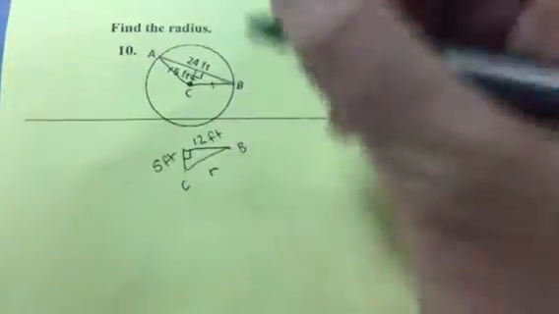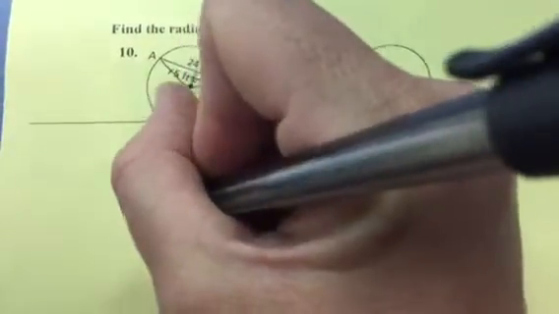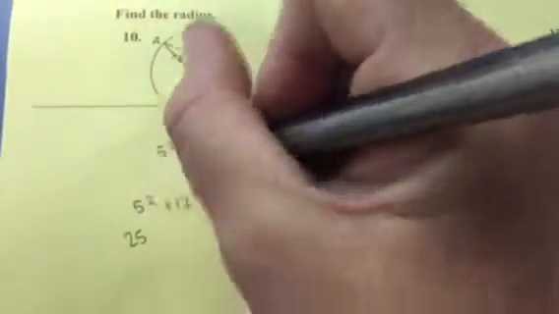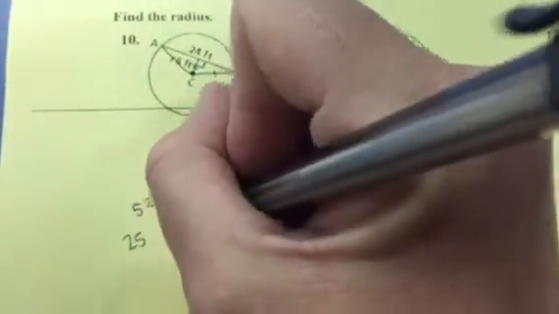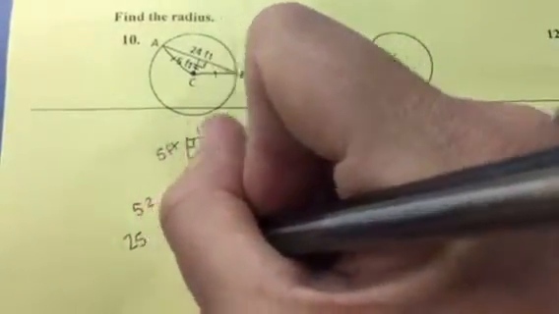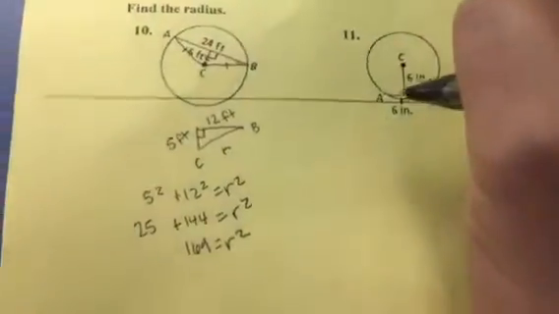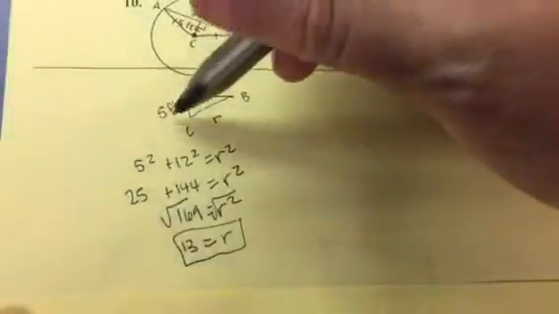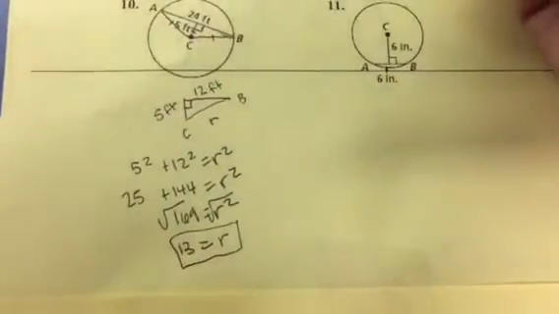So since these are both legs, we'll do 5 squared plus 12 squared equals the radius squared. 5 squared is 25. 12 squared is 144. And then we add this together and we get 169 is the radius squared. If we take the square root of both sides, our radius equals 13. That's also what we call a Pythagorean triple. You've learned about 3, 4, 5 triangles. There's also 5, 12, 13 triangles.